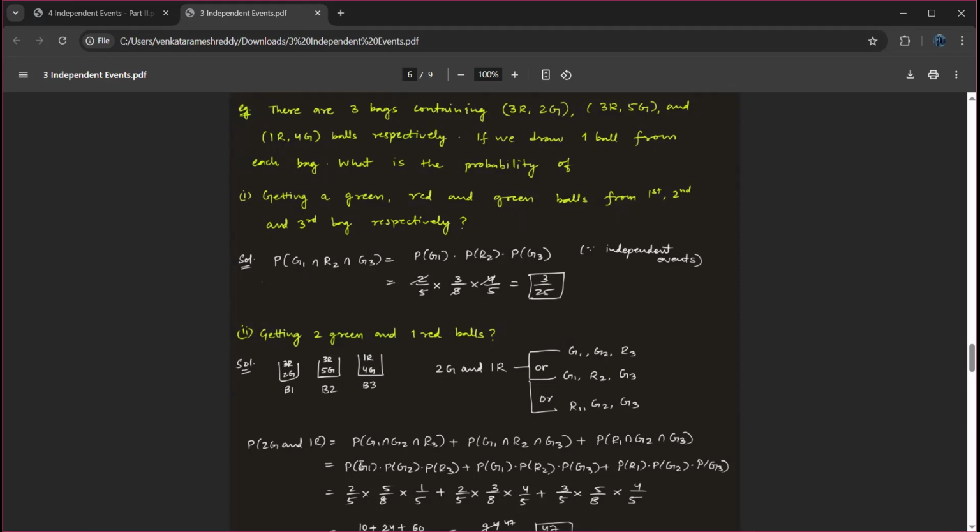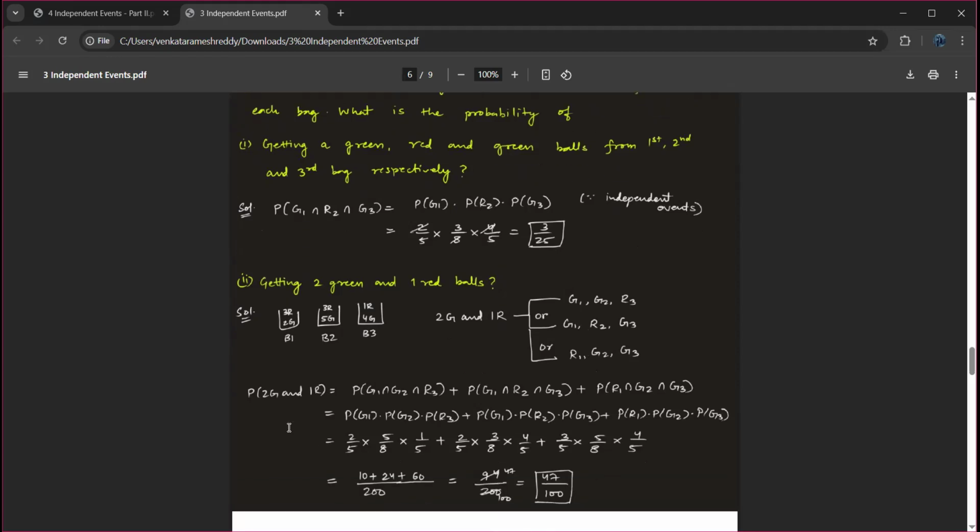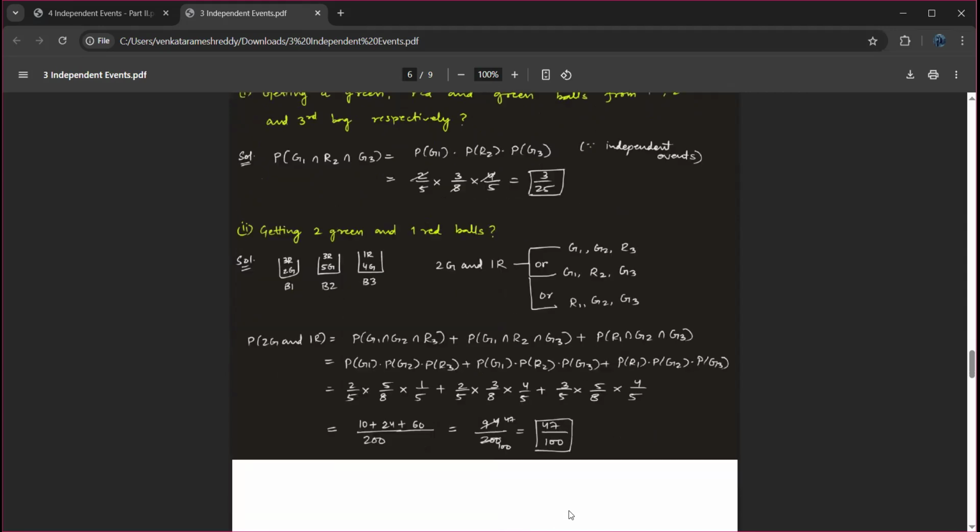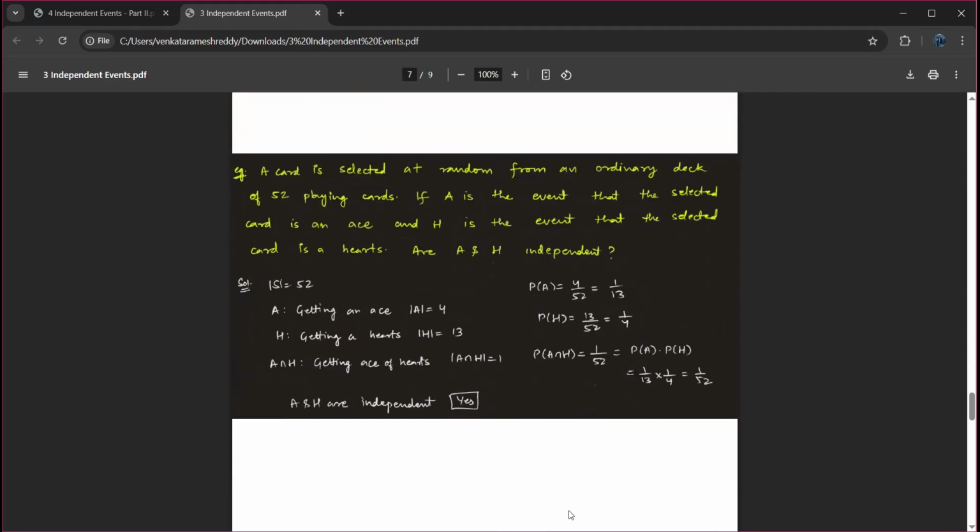By solving this question, I'll get the answer as 47 by 100. From this you can solve the probability of a green ball from the first bag and so on, and get the simplification. After that you will get 47 by 100 as the final solution. So next example.